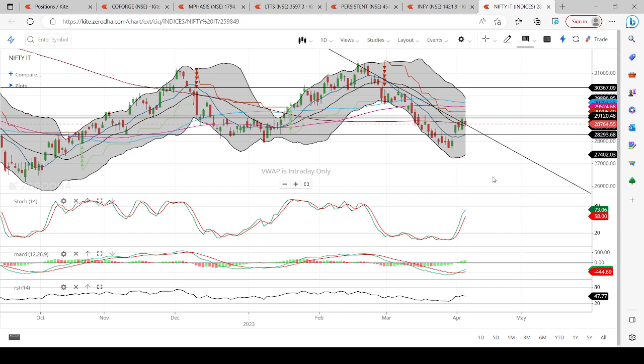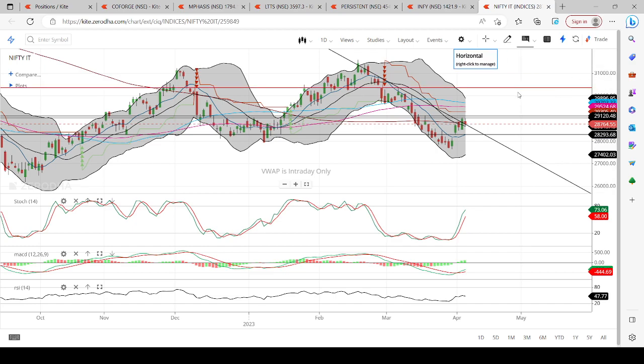That's how it is. And the next target, closing above 29,120, is 30,367, which is almost 1,200 points plus. That's the immediate target which I am saying. I am not talking about intraday moves. I am talking about a positional trade, for a time frame of minimum 3 months, right?